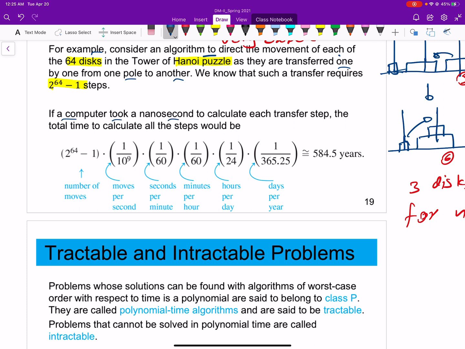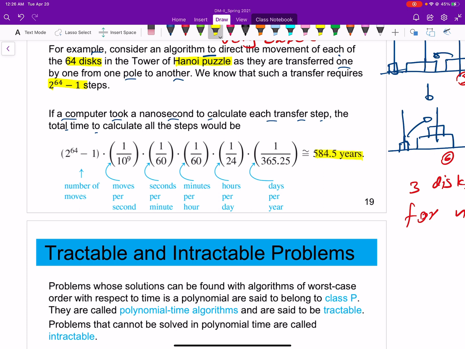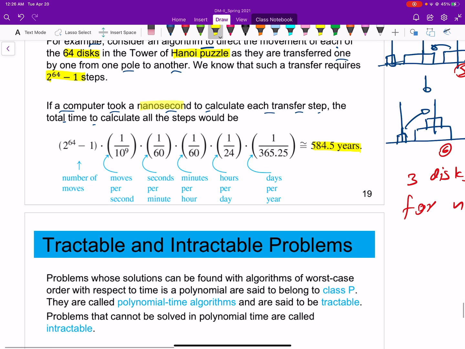If a computer took a nanosecond to calculate each transfer step, the total time to calculate all the steps would be this many. So this is the number of moves, and this is the time the computer takes to make one move, 1 nanosecond. Then you multiply by 1 over 60 to make it minutes, 1 over 60 again to make it hours, 1 over 24 to make it days, and 1 over 365 to make it years. To solve this puzzle, the computer takes more than 500 years if it takes a nanosecond to calculate each transfer step. You can see how much time it takes.